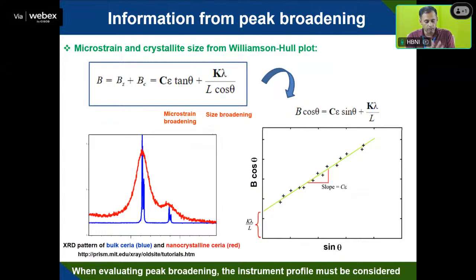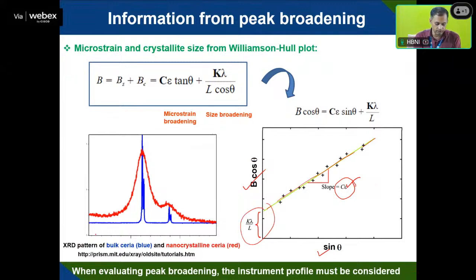So in addition to the Scherrer formula, you can use the Williamson-Hall plot, that is beta equal to beta sample plus strain plus crystallite, that is 4 epsilon tan theta plus K lambda by L cos theta. You can see here, if you plot beta cos theta versus sin theta, you will get a straight line fit, and from the slope you will be able to get strain epsilon, and from the intercept, that is K lambda by L, from there you will get the particle size.